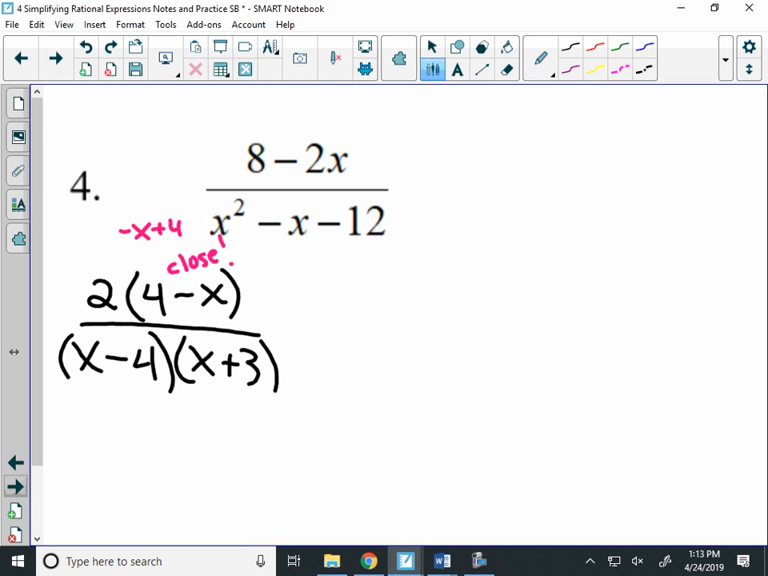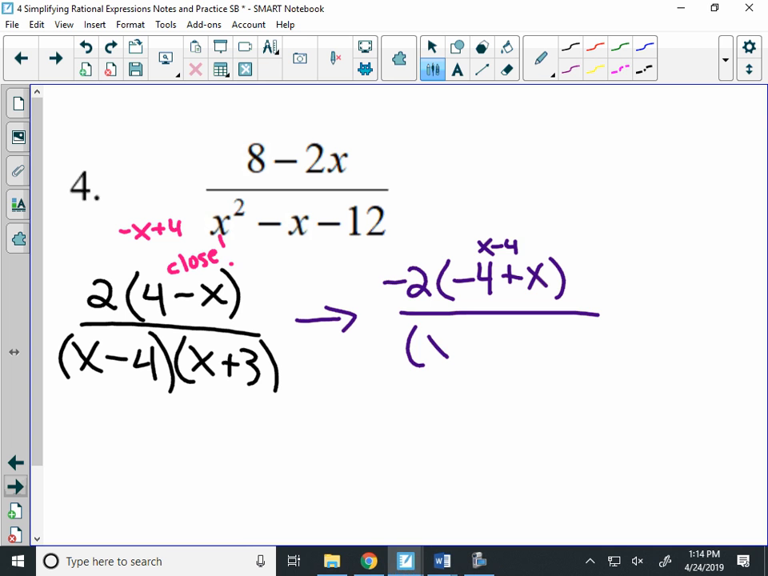Can you guys think of a way, though, that I could make it so I can cancel those off? If I pull out a what? A negative 2. Let's do that. So actually what you're going to do is instead of positive 2 from the numerator, let's factor out a negative 2. Because when I factor a negative 2 out, I'll be left with negative 4 plus x, which, if I rewrote that, that's x minus 4. And notice that's going to now cancel with the denominator. So if you're really close on one, you might want to pull out a negative 1 or a negative GCF because now I can cancel and cancel. What's my numerator of my answer?